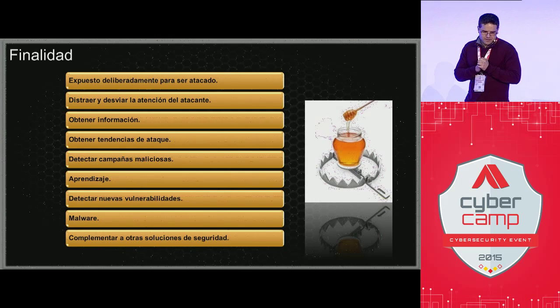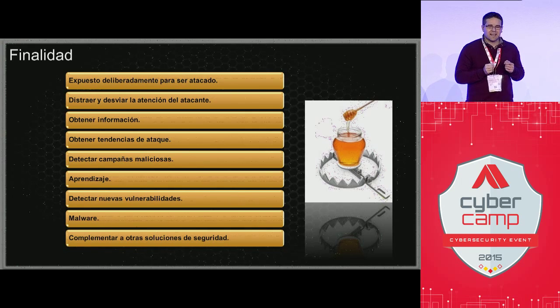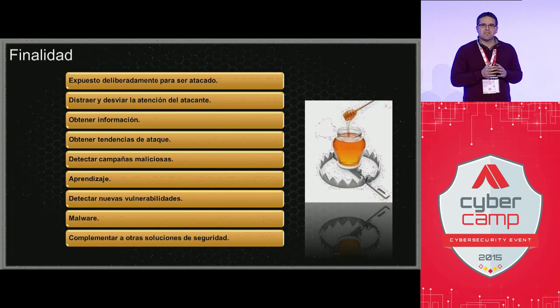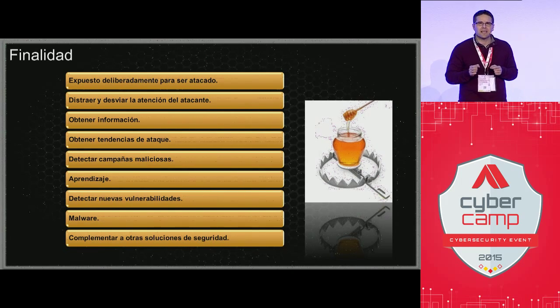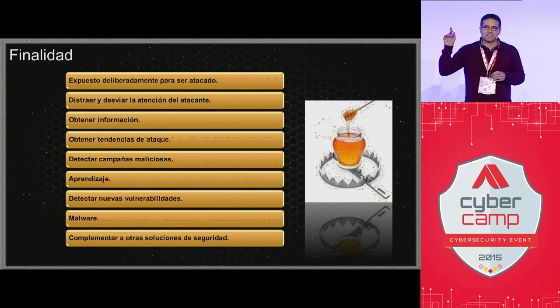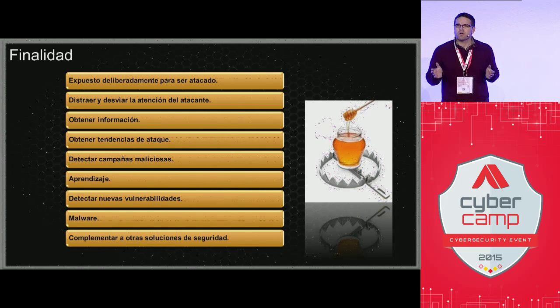So what is the purpose of using these sensors? First of all, we have them there in a deliberate manner; we want to expose them to the attacker. We want to distract the attacker, because as long as the attacker is focusing on our device, they will not focus on other ones. We want to get as much information as possible from the attacker. We'll refer to these elements in greater detail later on.